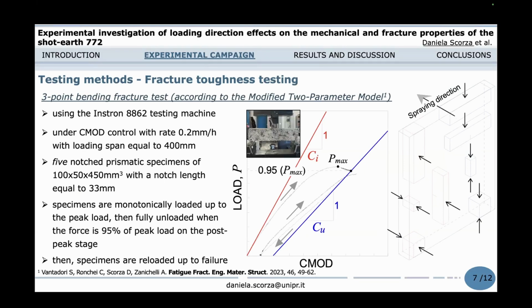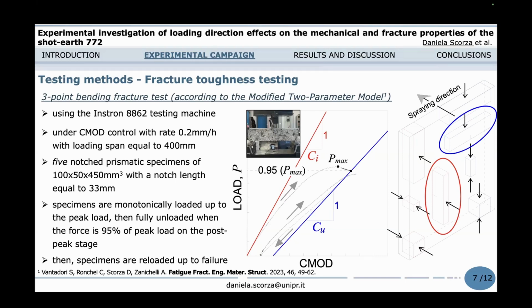Finally, the fracture tests are carried out on 5 notched prismatic specimens. The nominal sizes are here reported. So 5 for each loading direction. The tests are carried out under 3-point bending, under crack opening displacement control, and with a loading span equal to 400 millimeters. Each specimen during the test is monotonically loaded up to the peak load.